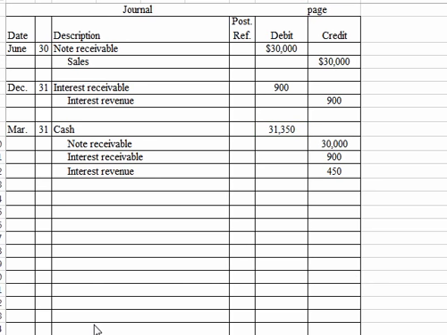Now instruction 2 wants to know if the December 31st adjusting entry for the interest accrual is not prepared, by how much will income before income taxes be over or understated in 2016 and 2017? What they're saying is, if we didn't make this entry, how much would income be over or understated in this year, 2016, and in this year, 2017? Well, if we didn't make this entry, then we would be lacking revenues in 2016.